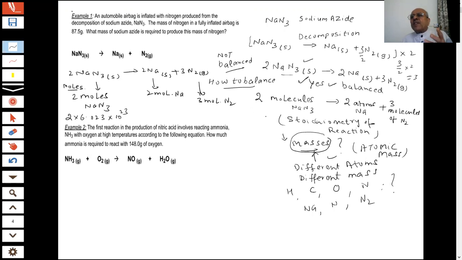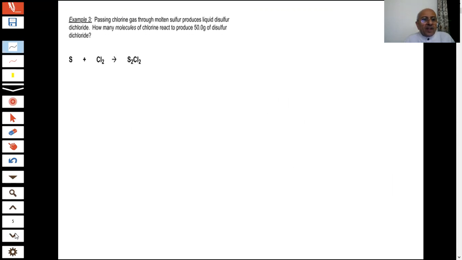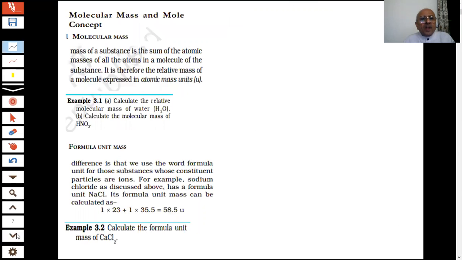Now we know what is atomic mass. Now we know what is mole. Further things, very important points. Now we are saying molecular mass and mole concept. Why did you define atomic mass? Atomic mass is the mass of an atom. But atoms combine to form molecules. You have molecules, you have compounds.